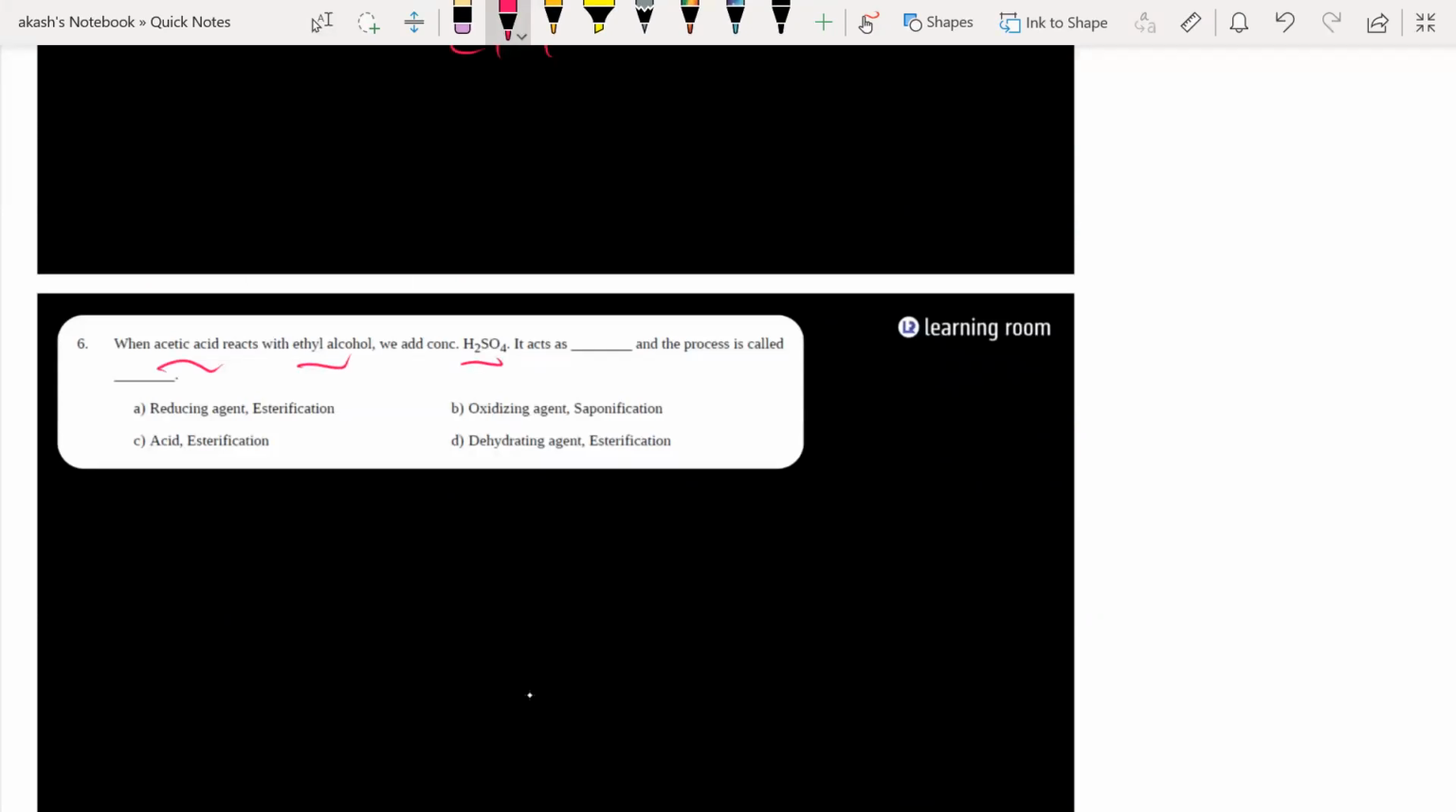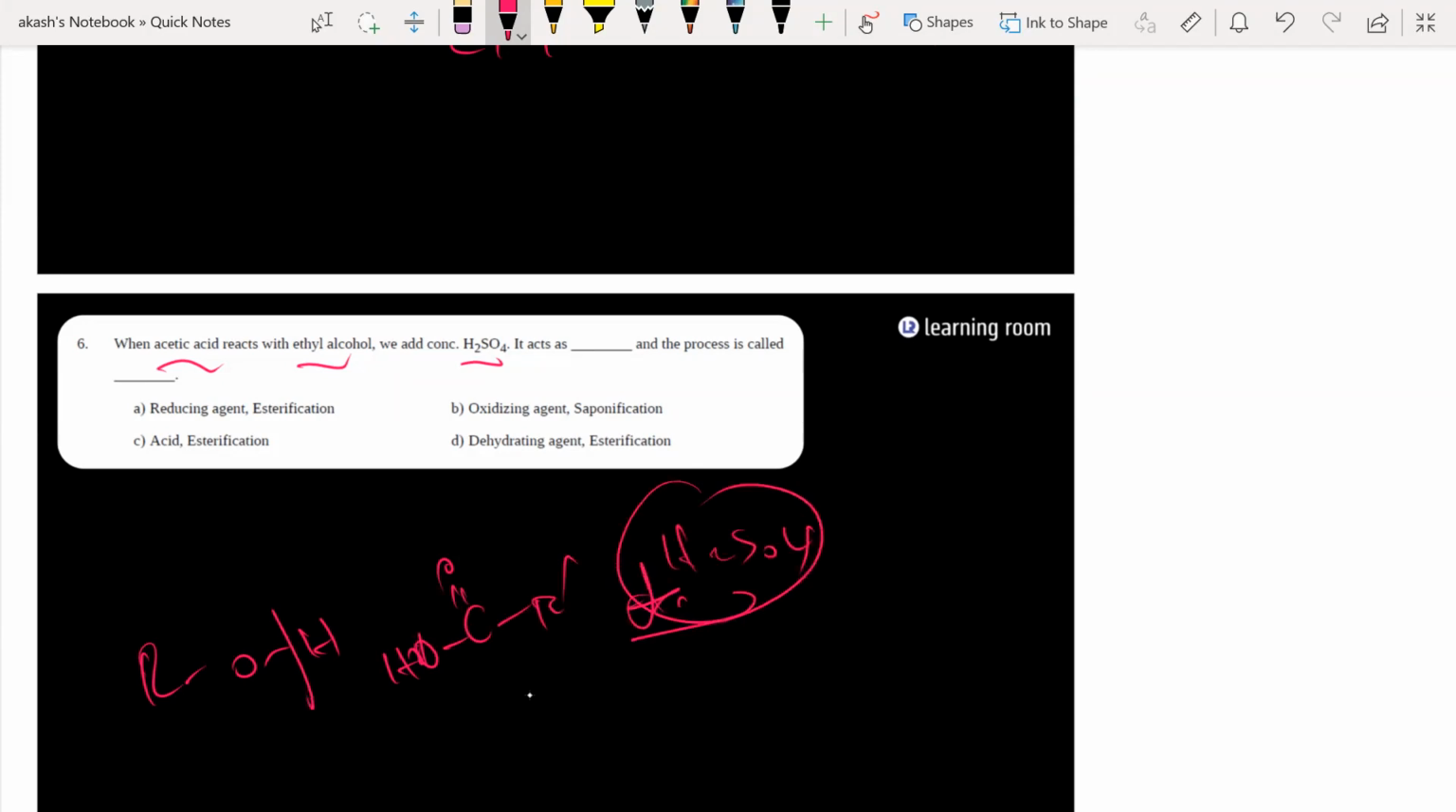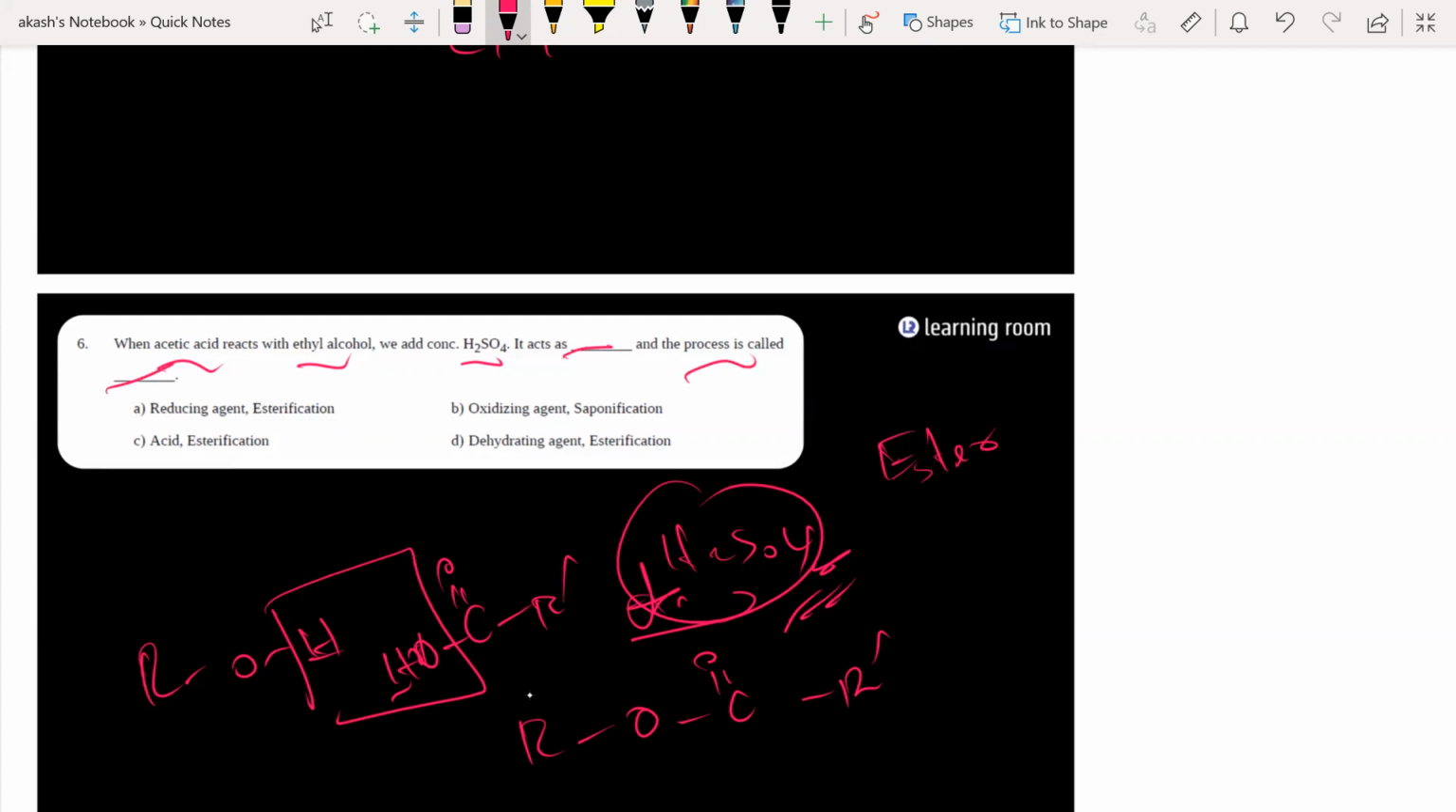Right. Next, when acetic acid reacts with ethyl alcohol, we add concentrated H2SO4. Now that's very simple, guys. This is an esterification reaction. We have ROH, right? And we'll write RC double bond OH with R dash. Now I will be going for some concentrated H2SO4. What is the role of this? It is just to remove this water molecule, OH and H. It's a dehydrating agent, sir. Obviously, right? This is going to act as a dehydrating agent. This reaction is what is called esterification reaction, and concentrated H2SO4 acts as your dehydrating agent. So option D will be the answer.